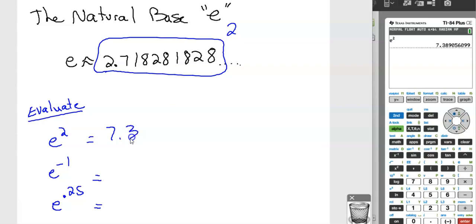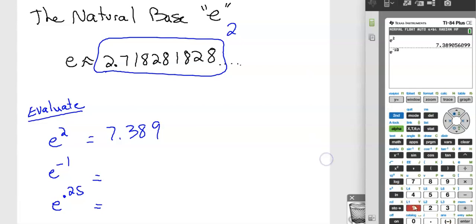So 7.389. And then e to the negative first: you would just plug that one in and evaluate it. Then e to the 0.25, evaluate that. You would get those decimals and round them as the directions say, 3 decimal places, 2 decimal places, whatever the directions say.